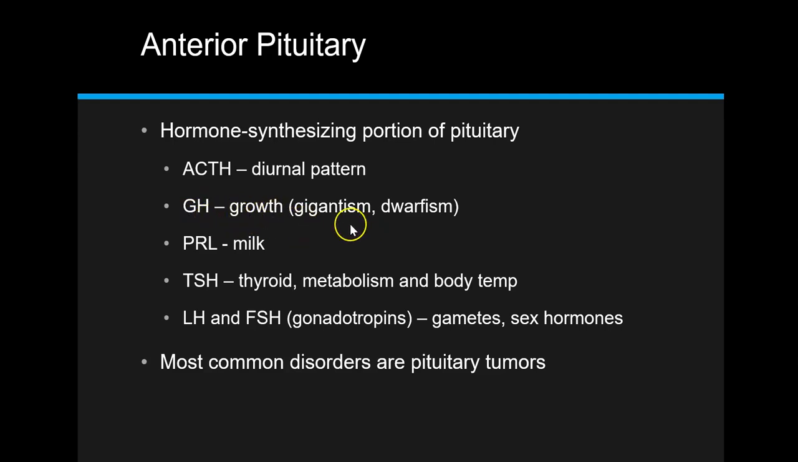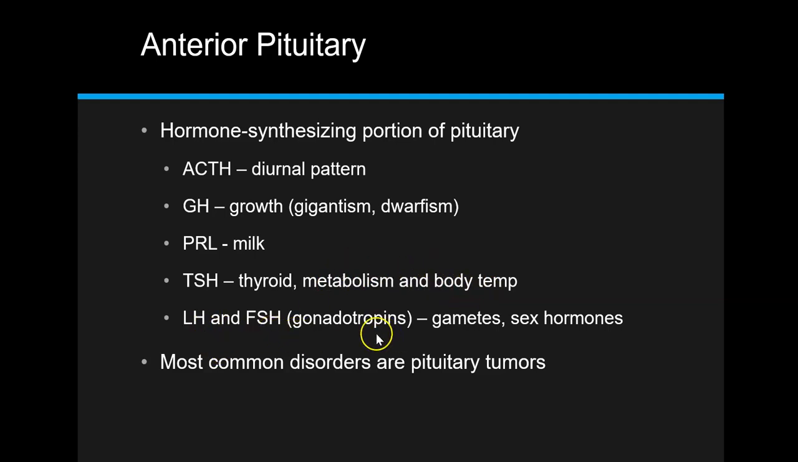If you have problems with it, you can have gigantism or dwarfism. We'll talk about that. Prolactin helps secrete milk for the baby. TSH, thyroid stimulating hormone, goes and targets the thyroid, and that will regulate metabolism and body temperature.